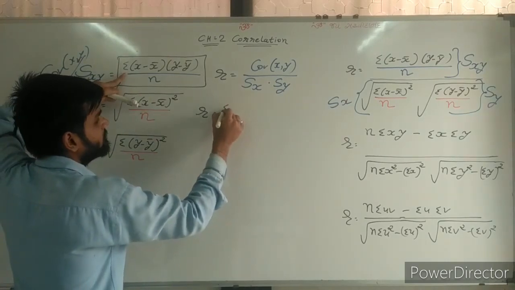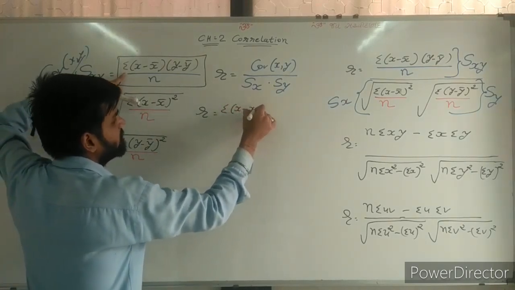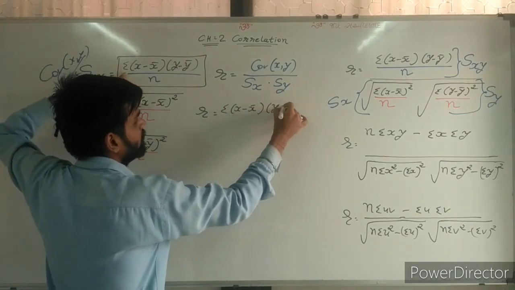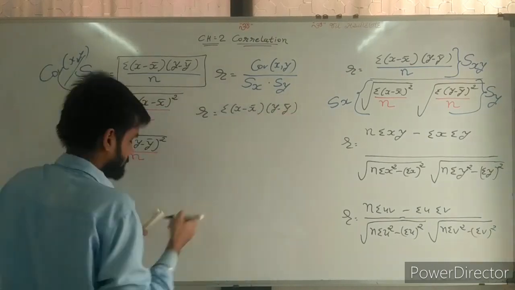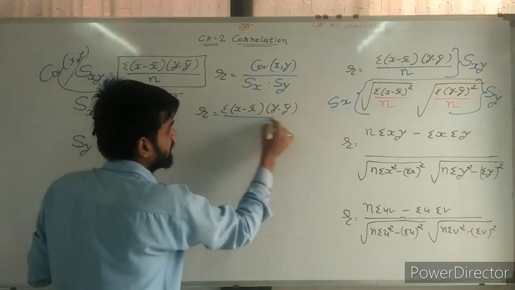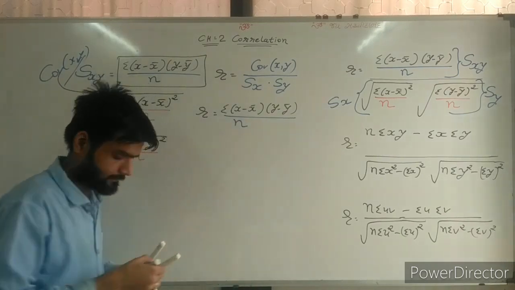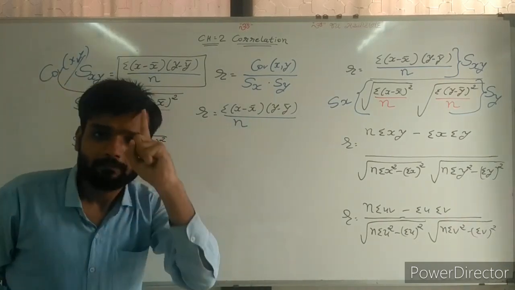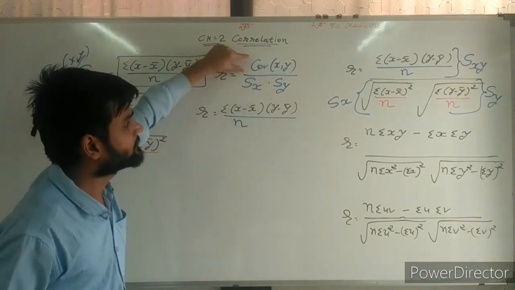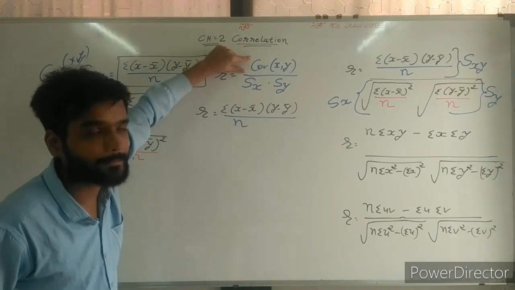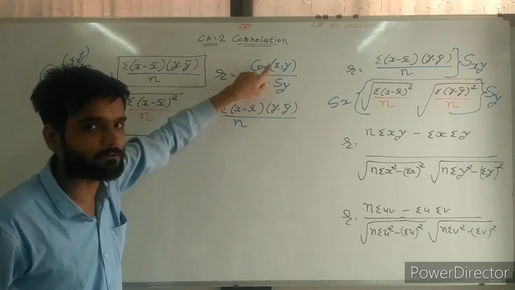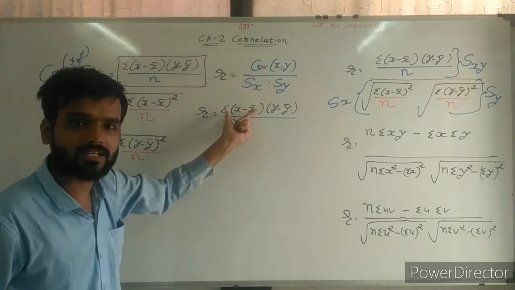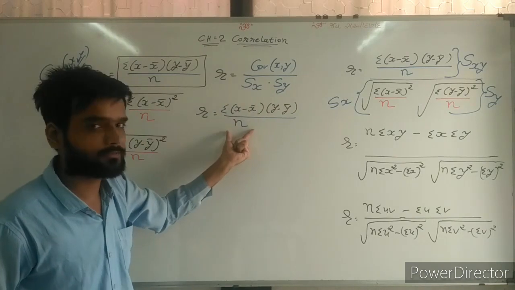So here sigma x minus x bar, y minus y bar divided by n. Now try to understand. I am replacing the value of only covariance of xy. So covariance of xy is equal to sigma x minus x bar, y minus y bar upon n.